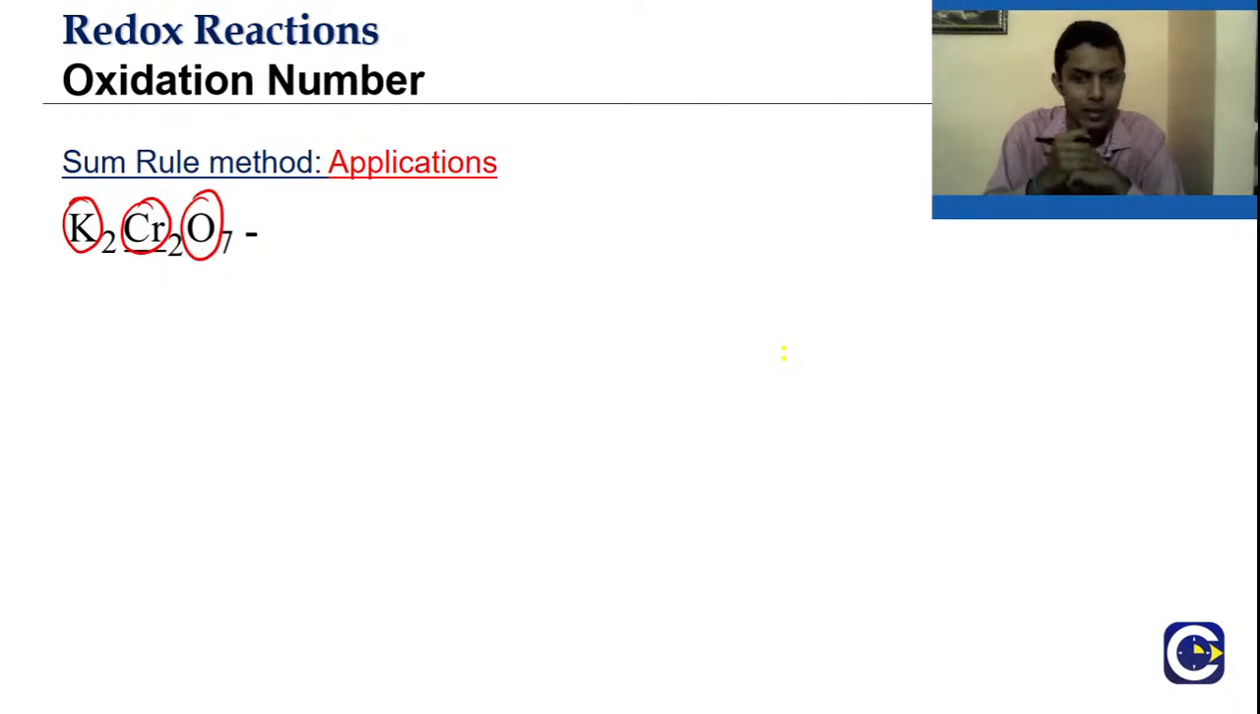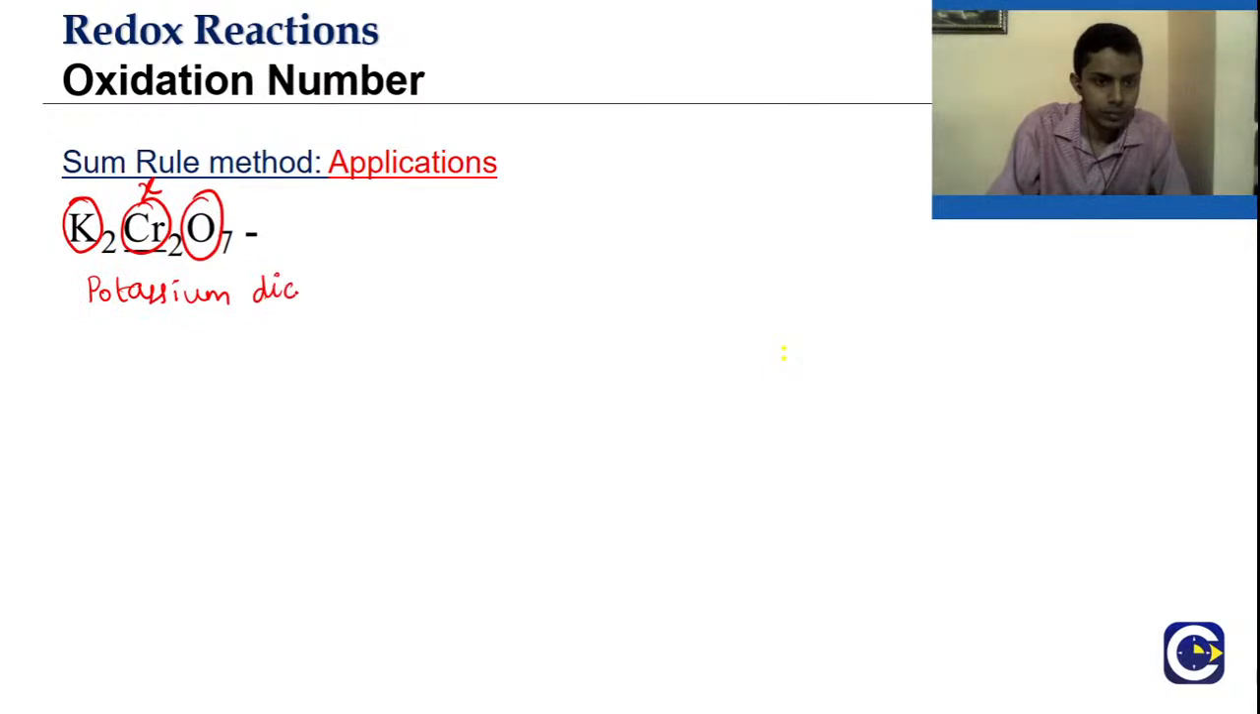Would anyone like to answer this? What will be the oxidation number of chromium? You can take the oxidation number of chromium as X and then use some rule to find out the value of X. I'll give you 30 seconds. Quickly try to do it and tell me the answer. By the way, this is potassium dichromate.